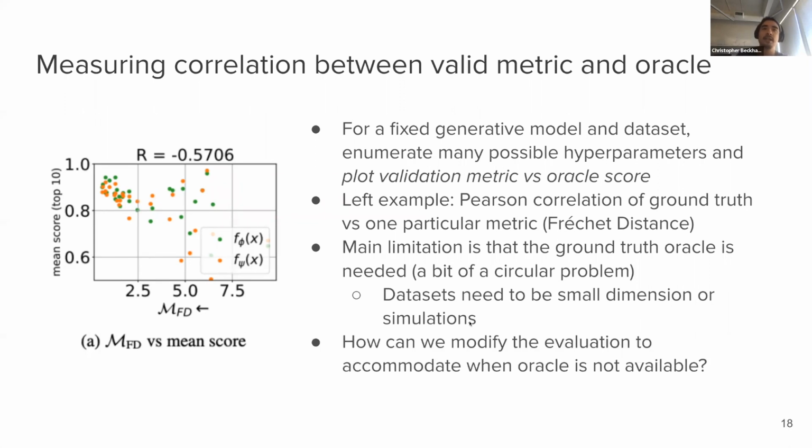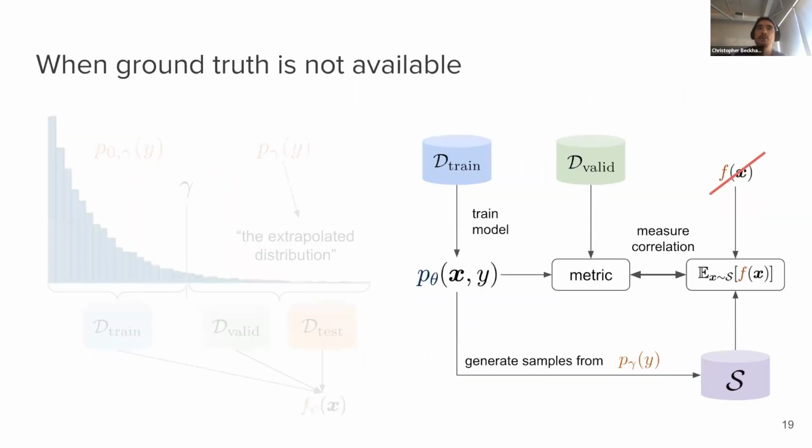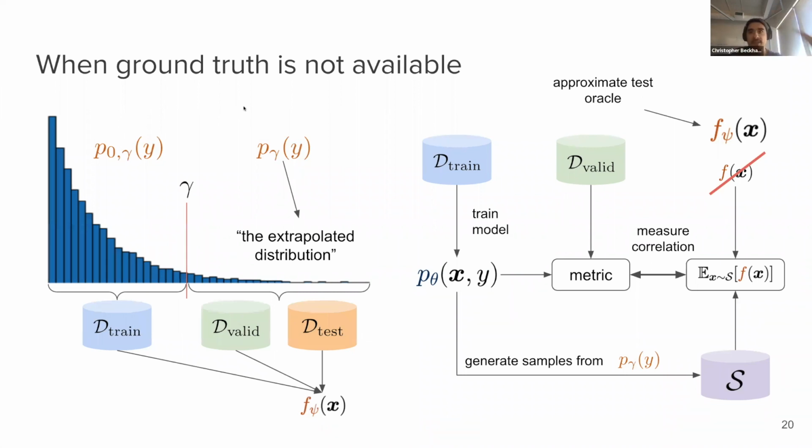But the other thing we could do is ask how we can modify the evaluation to accommodate when you don't have the ground truth oracle. And this is where things get a bit more interesting. In this case, we wouldn't have f of x here. We would have to replace it with what's called an approximate test oracle, so I'm using the subscript phi to denote that it's approximate. In this situation, you do need a test set, and the test set would come from the same distribution as the valid set, which would come from the same distribution as this. But basically, we train this test oracle on all of this data.